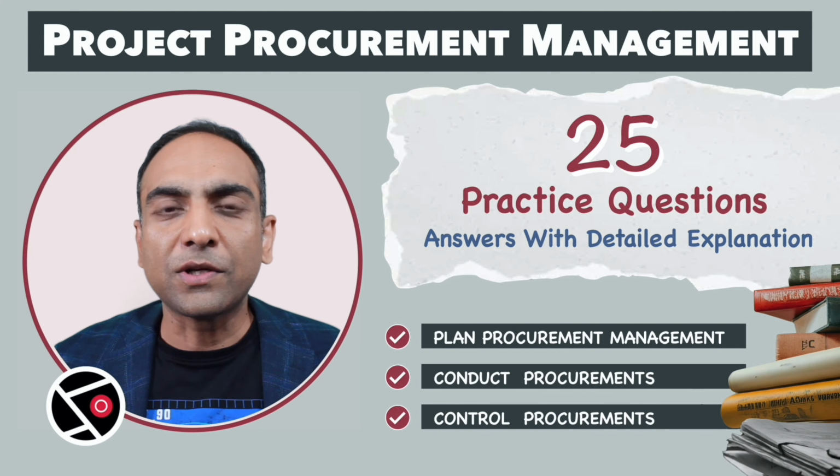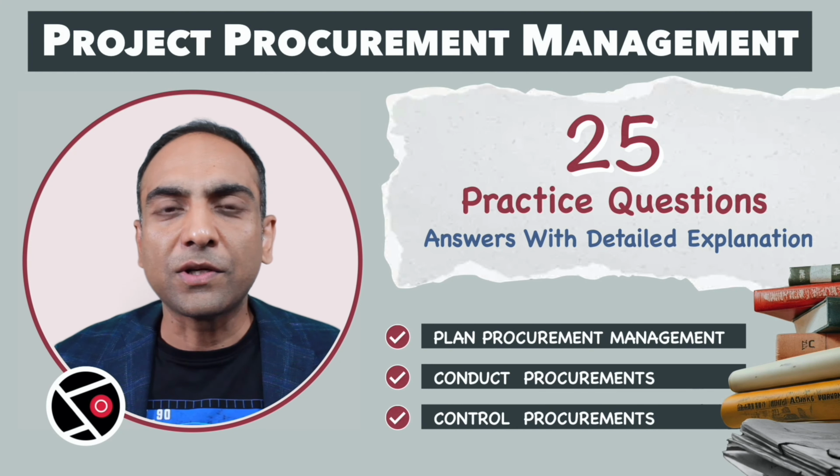A is not the right choice. B. Firm fixed price. This is also a valid contract type. Buyer pays the seller a fixed, predetermined, and mutually agreed upon price. B is also not the right choice.